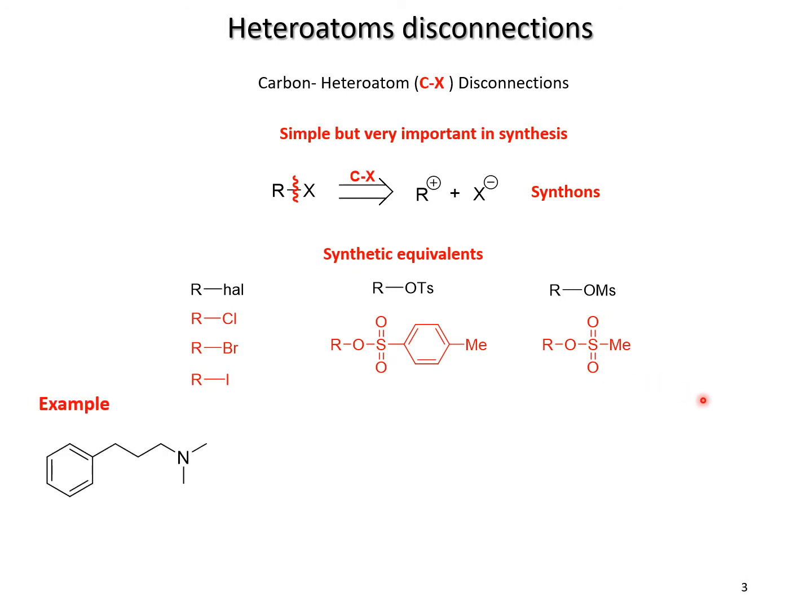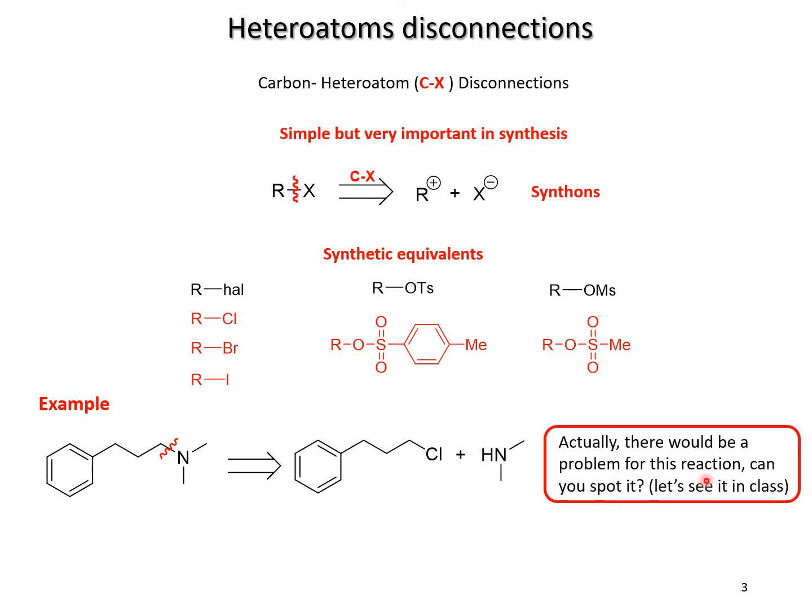Let's see a typical example. Let's say that we want to disconnect this molecule. This is a typical carbon-nitrogen bond. So normally when we see this kind of molecule, we want to cut exactly on the carbon-heteroatom bond. Remember something that we have seen from the formation of amines point of view. So we know actually that this reaction is not the one that you would like to do in the lab. I hope you remember that, otherwise we will see that again in class.